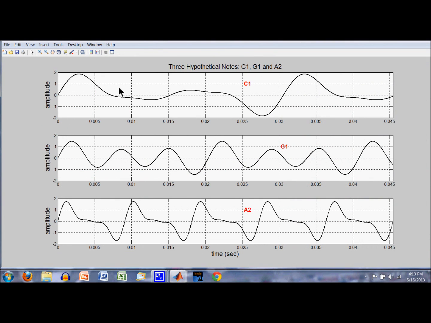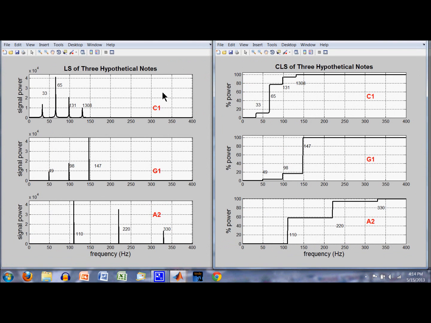Here are the pictures of the waves of these 3 notes. Here's the sound of each. Okay, now here's the line spectrum of the C1 note and also the G1 and the A2. You can see where the peaks are located. C1, for example, has got 4 partials. The second partial is the strongest.